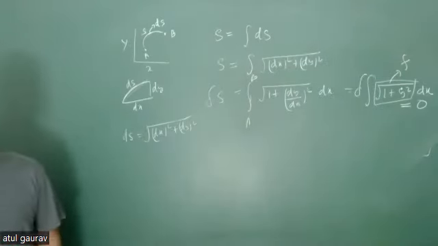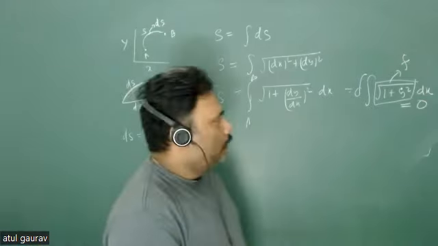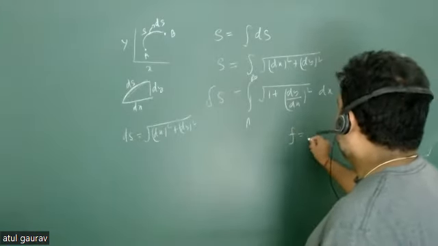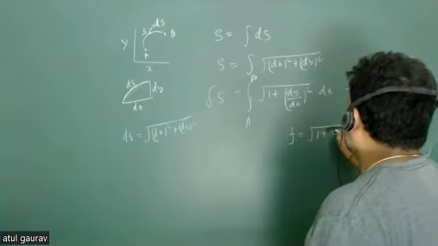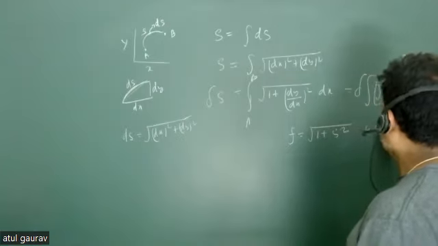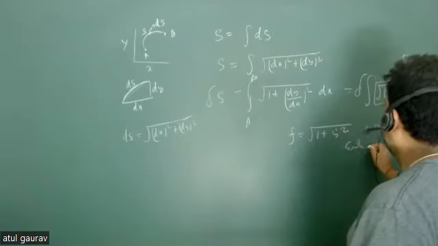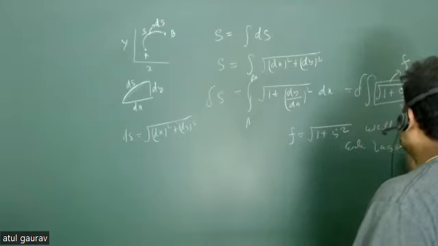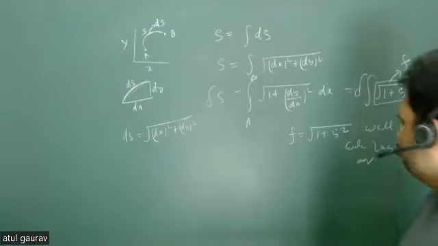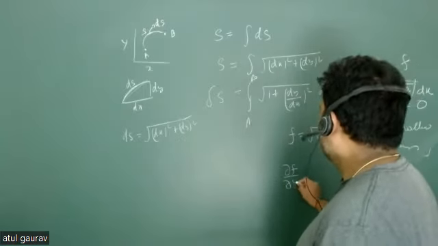Isn't it? Okay. So what do we have? We have f defined, and this is root of 1 plus y dot square. Now this f will follow the Euler-Lagrange equation. What is del f upon del y?